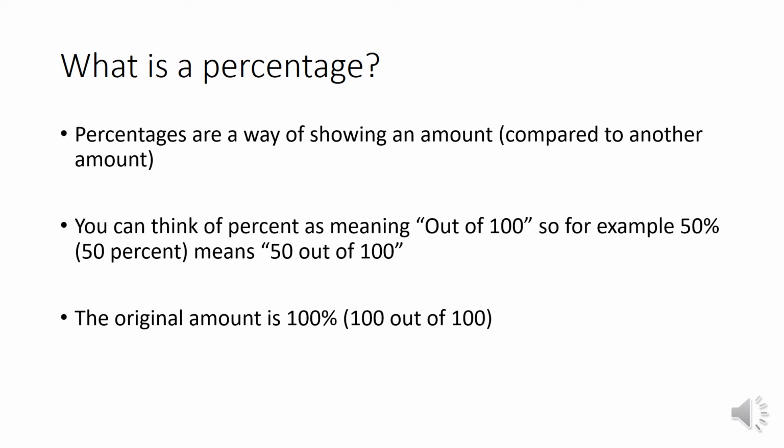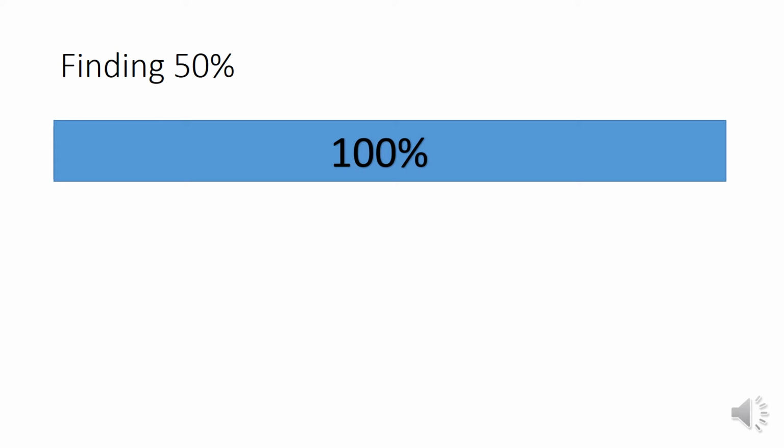Okay, so we've already covered this. The original amount's 100%, so it's 100 out of 100. Okay, so what we're going to look at now is how we find certain percentages. And as I said, all the ones we do today are ones that you can do without a calculator.